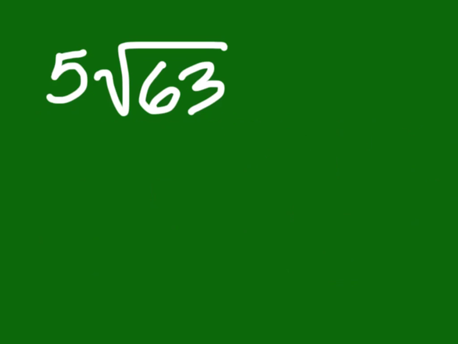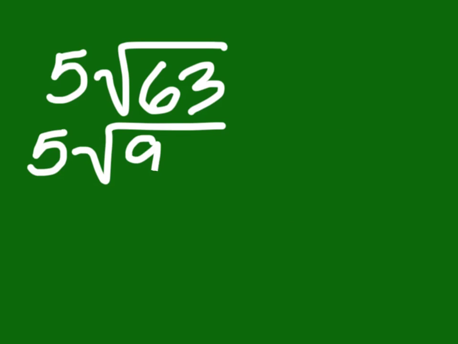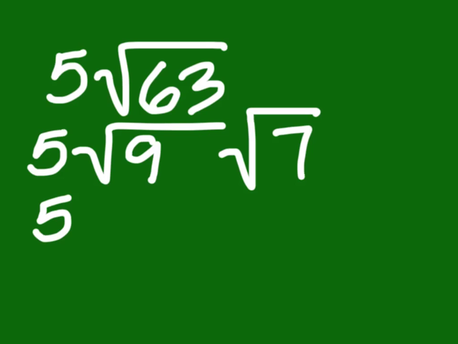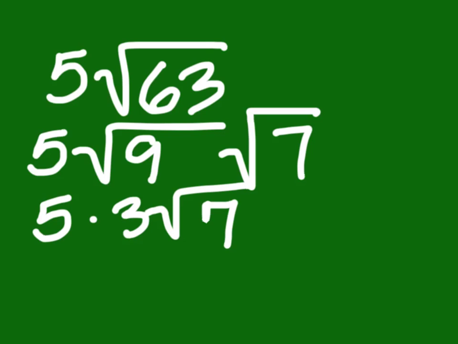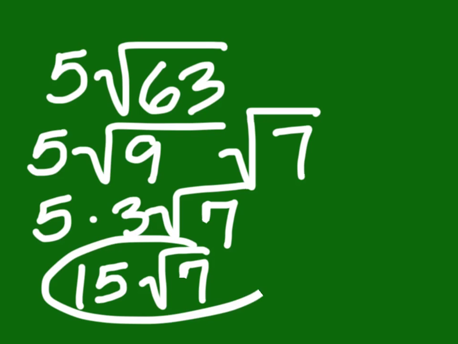Example 4. 5 square root of 63. The highest perfect square that will come out of 63 is 9. So 9 times 7. Square root of 9 is 3. And then simplify the 5 times 3 to get 15. Answer should be 15 square root of 7.